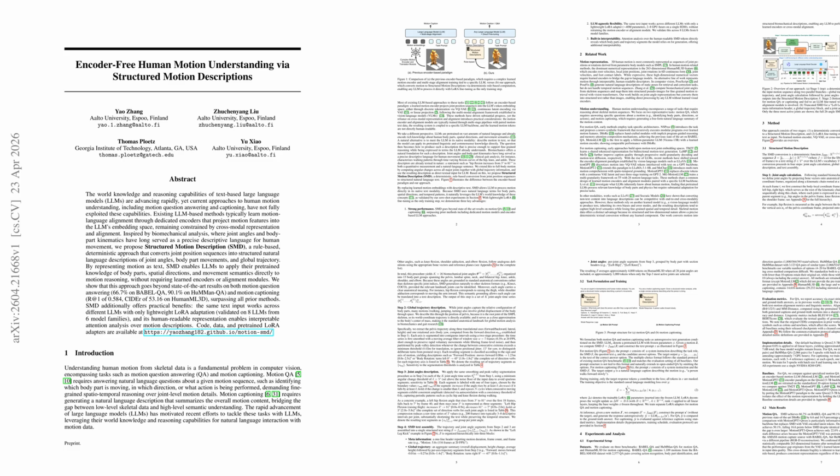On BABEL QA and Human QA, SMD reaches 66.7% and 90.1% accuracy, improving over IMoRe by 6.6 and 14.9 points, and beating the controlled MotionGPT-3 Qwen baseline by 16.6 and 68.1 points. On HumanML3D captioning, it achieves R at 1 0.584, R at 2 0.794, R at 3 0.883, distance 2.35, and CIDEr 53.16, outperforming MotionGPT-3.